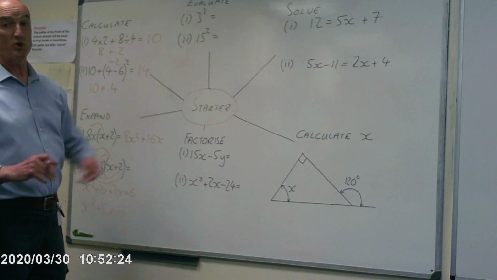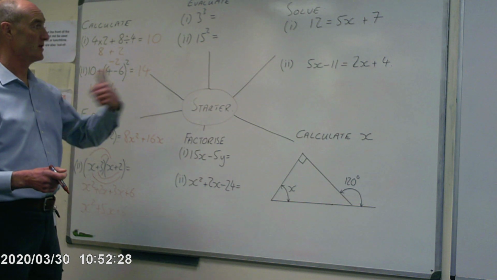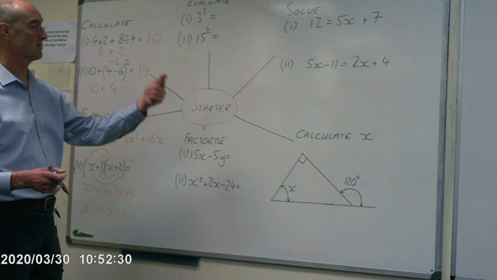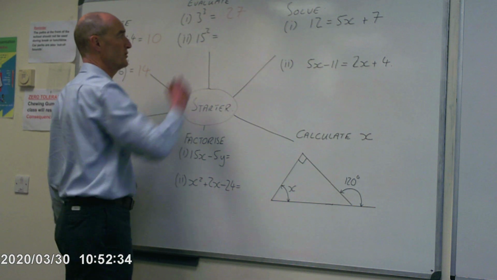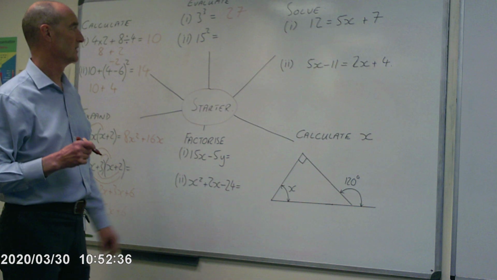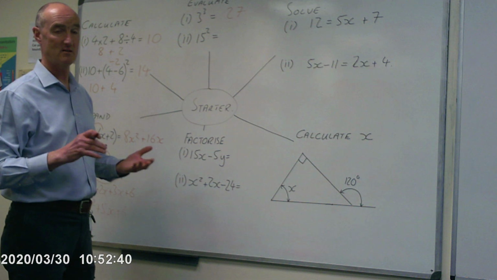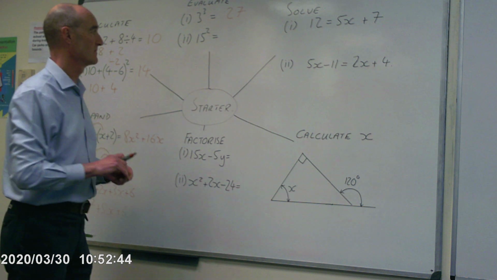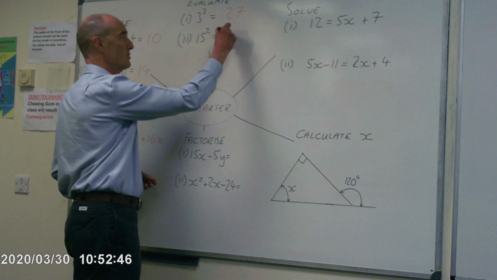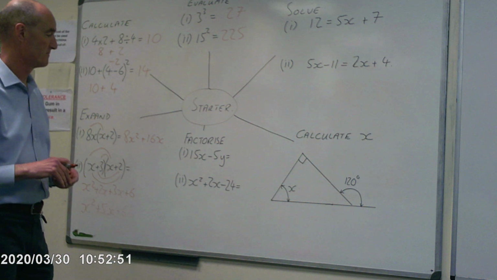Evaluate 3 cubed. 3 times 3 times 3. 3 times 3 is 9. 3 times 9, 27. A number worth trying to keep in your heads. 15 squared, a number that comes up regularly in GCSE calculations. 15 times 15. The result is 225. Definitely a number worth trying to remember.